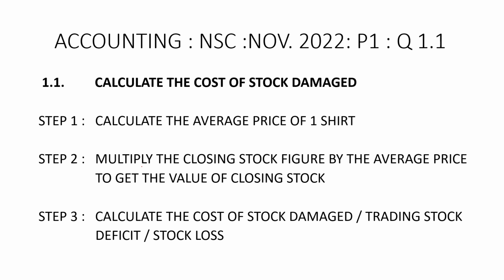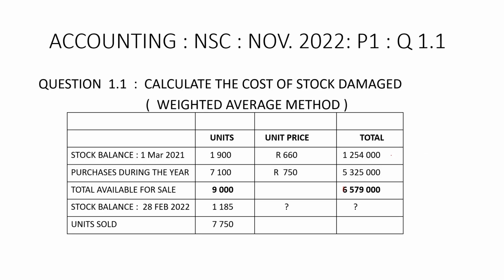Now, step number 1. Calculate the average price of one shirt. Step number 2. Multiply the closing stock figure by the average price to get the value of closing stock. Step number 3. Calculate the cost of stock damage, also known as trading stock deficit or stock loss. Let's have a look at question 1.1. Refer to the table.